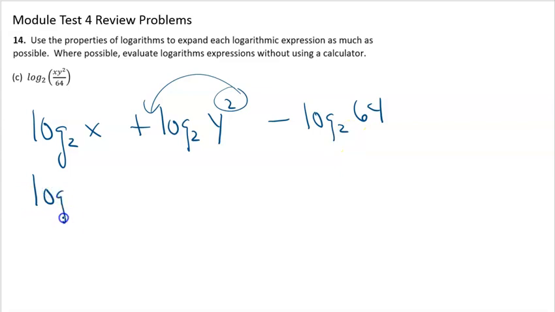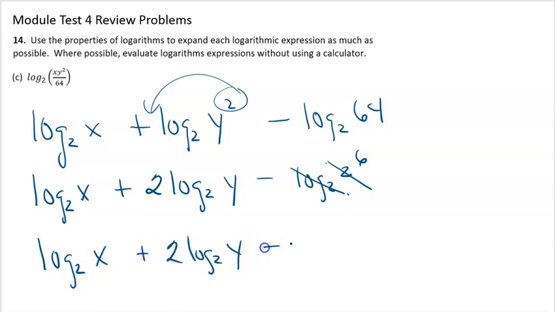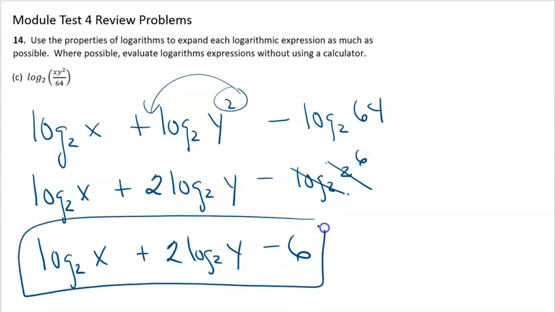So I have log base 2 of x plus, move that exponent in front, 2 log base 2 of y minus log base 2. Now 64 is 2 to the 6th. So those cancel. We're using the inverse properties of logarithms, and I get minus 6. Final answer, log base 2 of x plus 2 log base 2 of y minus the number 6.